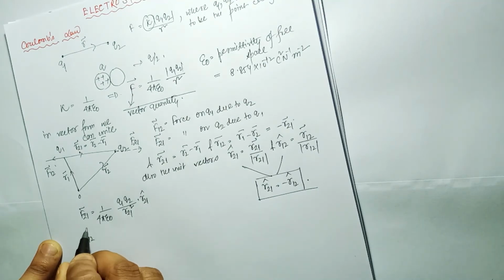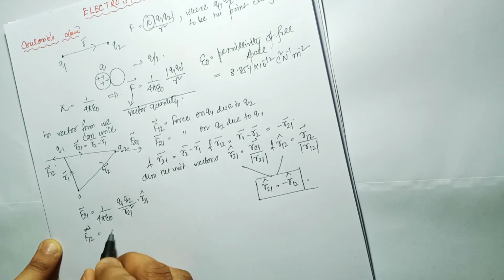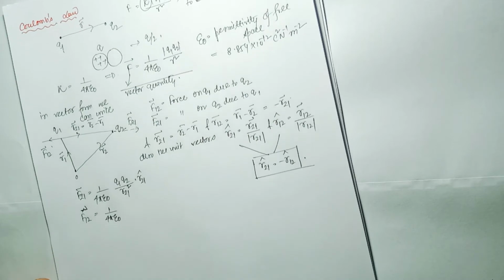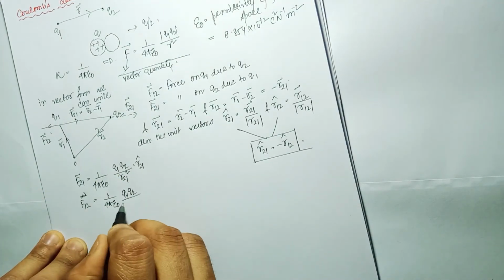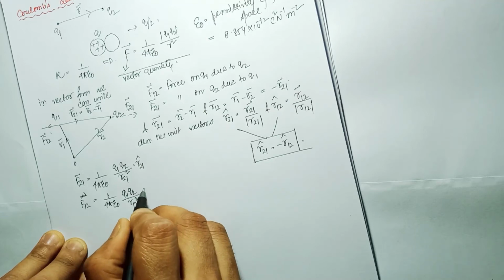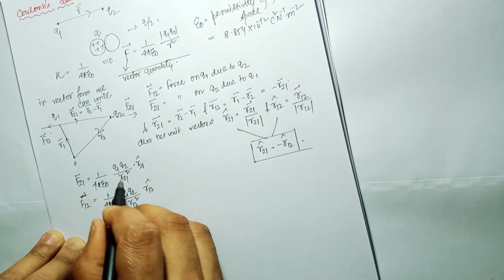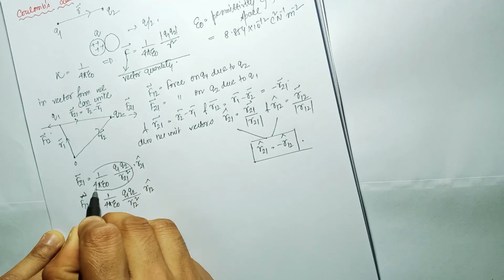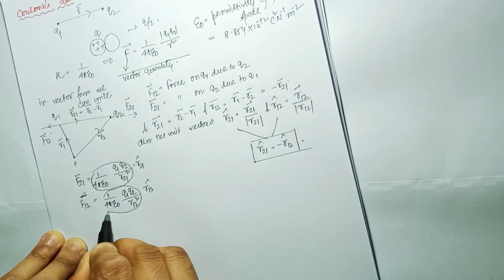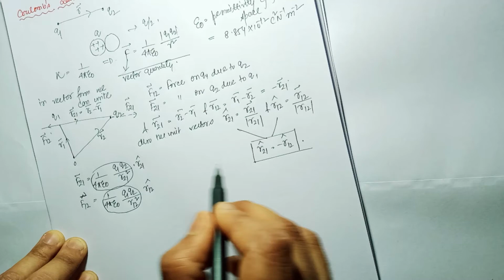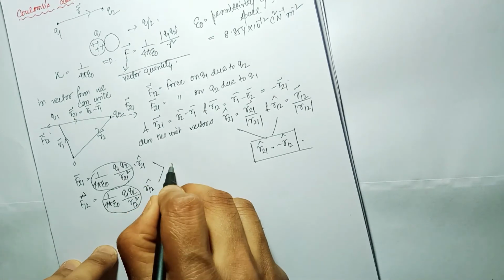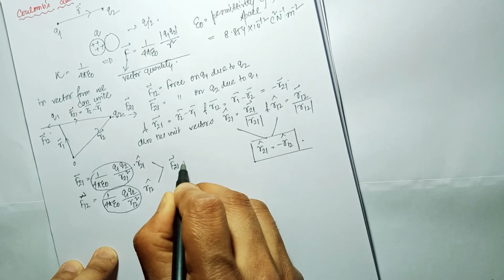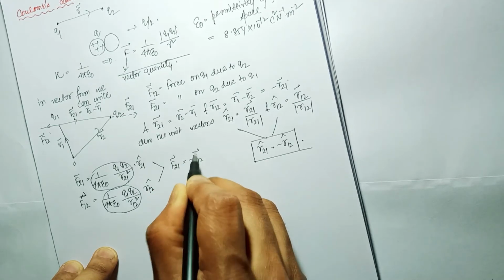F12 vector is equal to 1 by 4 pi epsilon naught times Q1 Q2 divided by R12 square into R12 cap. See, these two quantities are the same in this part only. The only change will be that R21 cap is equal to minus of R12 cap. So from that we can get F21 is equal to minus of F12 vector.